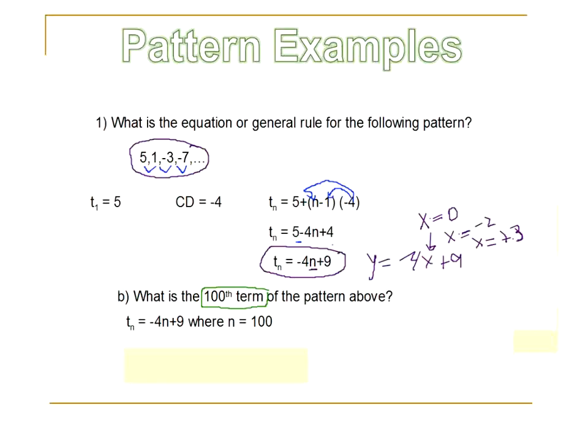So I have the same equation, but n equals 100. So wherever I see an n, I'm going to plug in 100. And so very quickly, instead of going and going 100 times, I can tell you that the 100th number that I write down in this pattern will be the number negative 391. So the term value is negative 391 for the term number of 100.